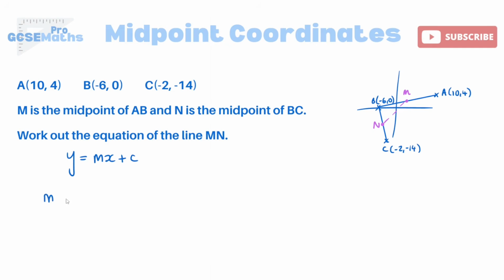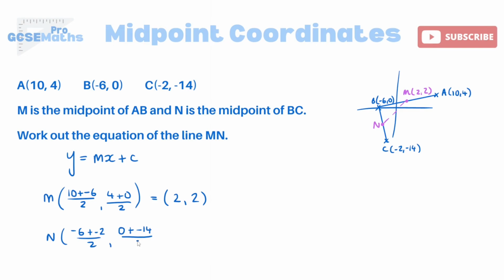So first of all, the coordinates for M would be 10 plus negative 6 over 2, and then 4 plus 0 over 2, which gives me 2, 2 for M. So this is actually 2, 2. And do the same for N, that's between B and C, negative 6 plus negative 2 over 2, 0 plus negative 14 over 2. That gives me negative 4, negative 7. Now that I have my 2 coordinates for the line MN, I'm almost forgetting about the midpoint now, I've done that. We're going on to finding the equation of our line.